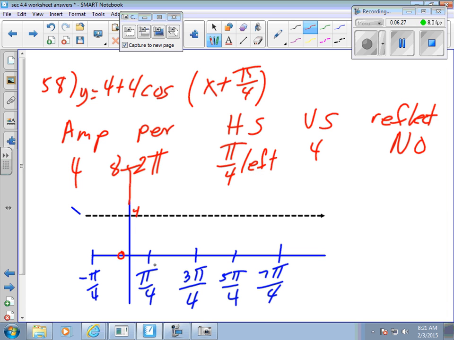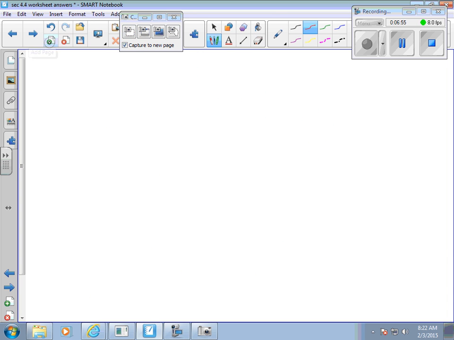So let's graph our 5 points. We know because it's a cosine and it's positive, we're going to be at our highest point here, lowest point at the third point, going through our dotted line at the second and fourth. So our graph is going to look like that. All right, let's try one more.